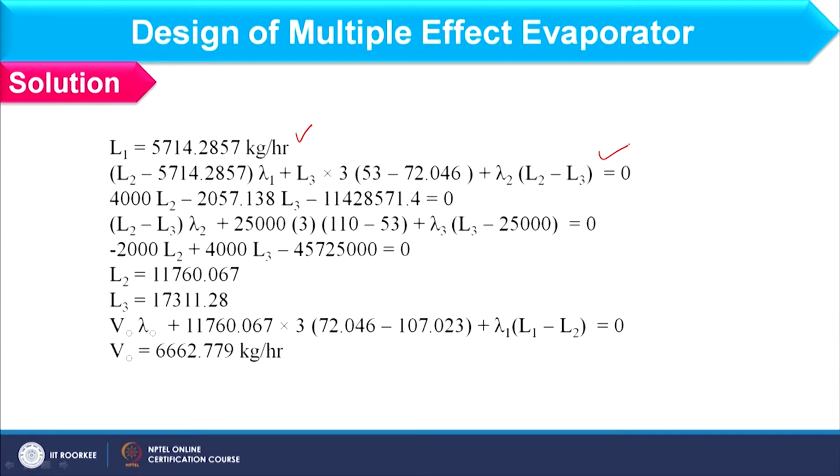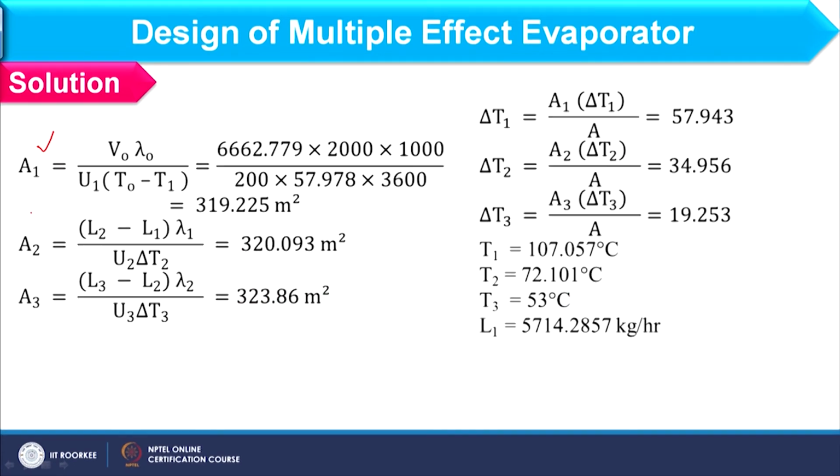So, let us see that quickly. L1 is known to me, and these are basically enthalpy balance of second and third effect, and values you can find as we have discussed in previous iteration, and so you can find out L2 as 11760.067 and L3 as 17311.28 kg per hour, right. So, further considering enthalpy balance of first effect, you can find out value of V naught, which is coming out as 6662.779 kg per hour, and so you can find out area of each effect.